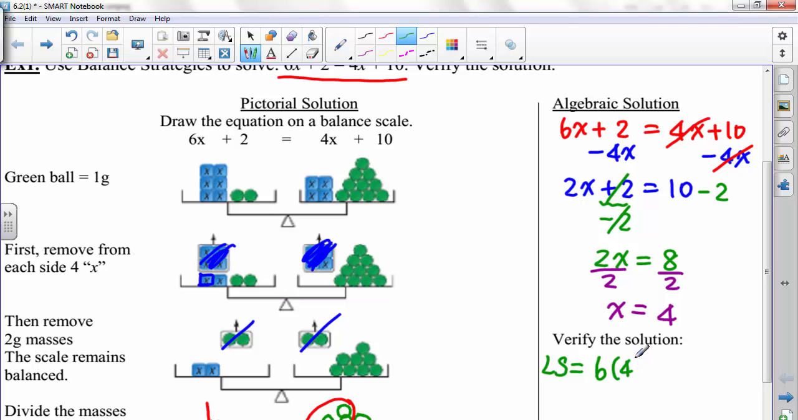X right now is 4 plus 2. So 6 times 4, 24 plus 2, 26. Right now, let's look at the right side. The right side is 4x plus 10.